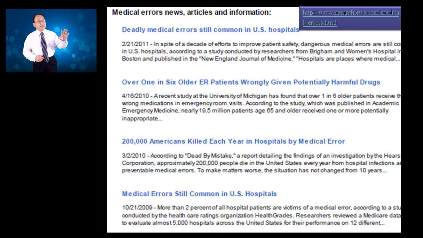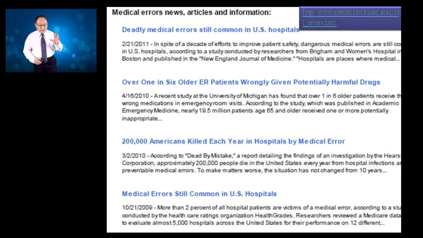Well, of course, there is a lot of evidence showing that sometimes medical error kills patients. From deadly medical errors still common, over 1 in 6 older ER patients were wrongly given potentially harmful drugs, and so forth.